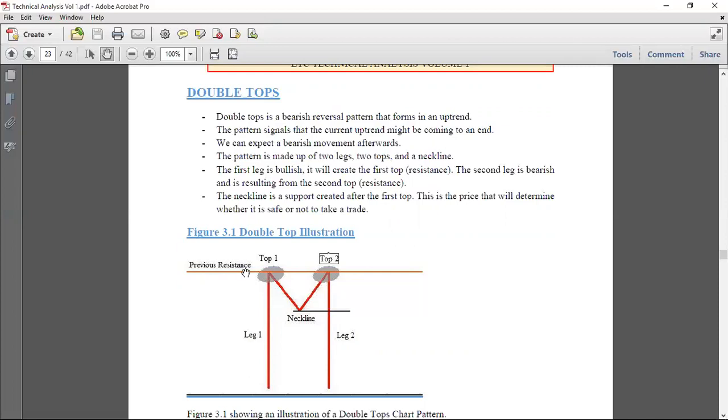Sometimes it will form along a previous resistance. And in fact, that's where we are looking for this pattern to form, along or at a previous resistance. If it just forms out of nowhere, we don't consider it as a tradable pattern. It must form at a previous resistance. So the first leg is bullish, so it creates that first top.